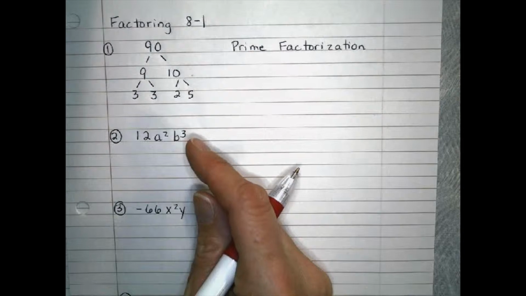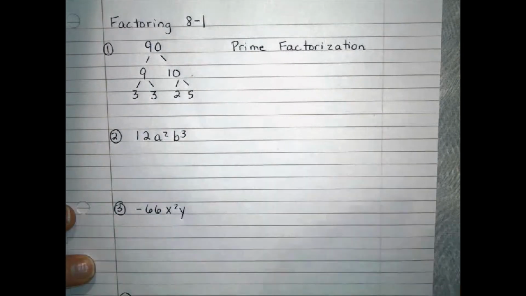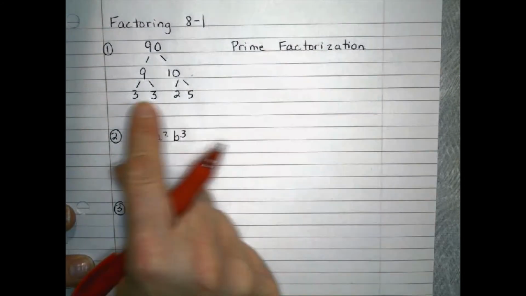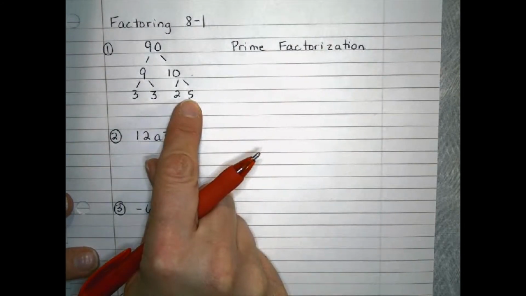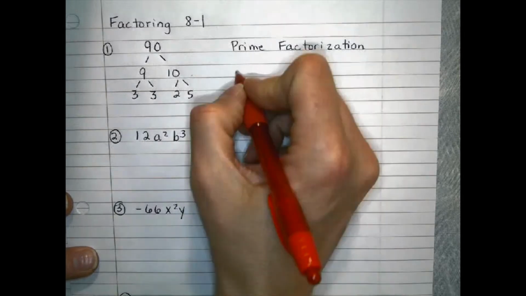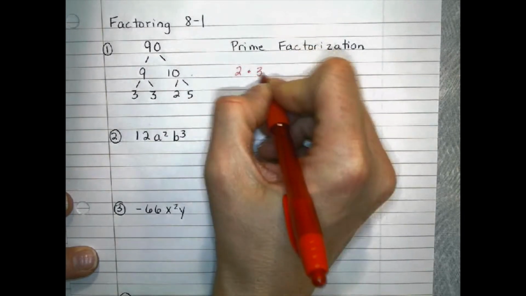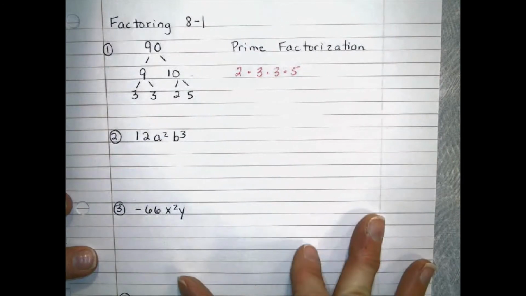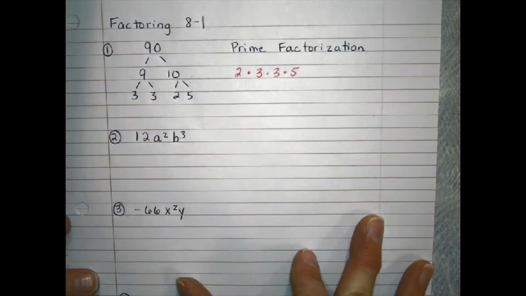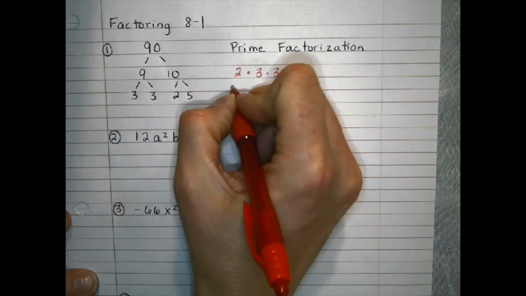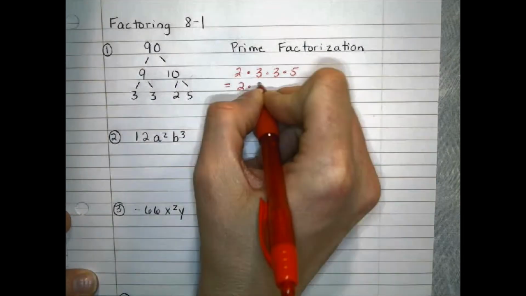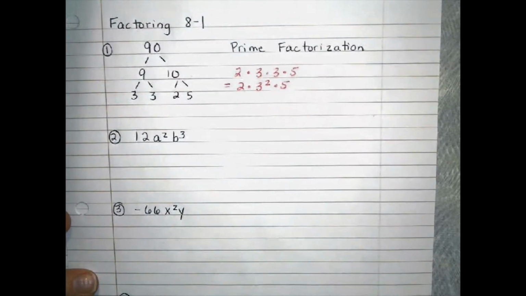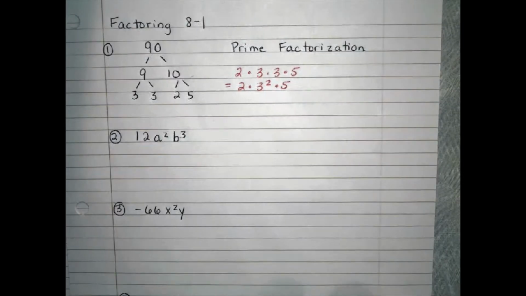So when I go to write my prime factorization, the answer for this problem will be written with the numbers that are prime in ascending order, meaning I start with the smallest. So I get 2 times 3 times 3 times 5. This is how you might see the answer written in many textbooks. You will also sometimes see it written this way: 2 times 3 squared times 5. Both of these are perfectly acceptable answers.